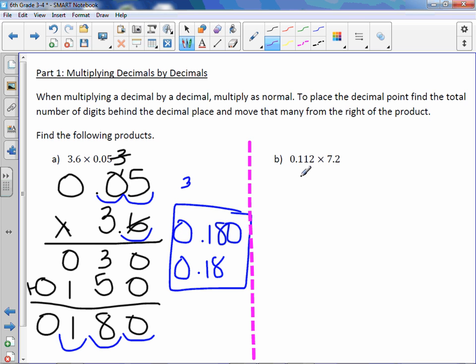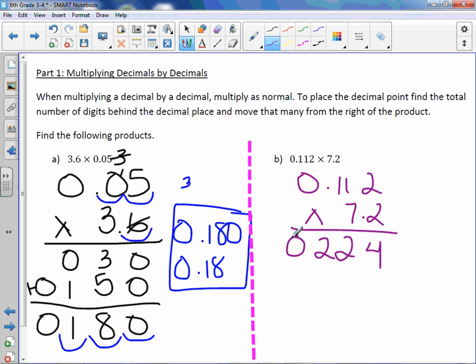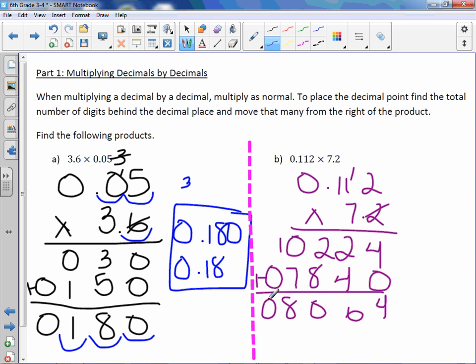Letter B, 0.112 times 7.2. 2 times 2 is 4. 2 times 1 is 2. 2 times 1 is 2. 2 times 0 is 0. Cross it off, put a placeholder. 7 times 2 is 14, carry the 1. 7 times 1 plus 1 is 8. 7 times 1 is 7. 7 times 0 is 0. Add them together. 4, 6, 10, 8, 0.